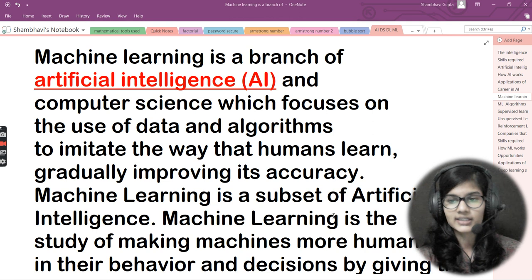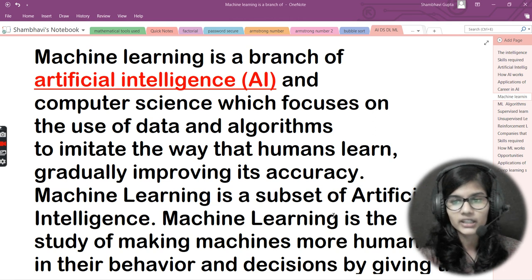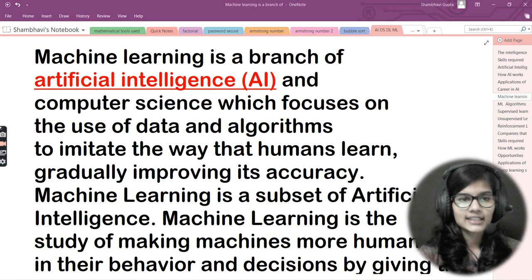We are going to discuss the skills required, how machine learning works, what are the opportunities, what are the applications, and what are the companies that use ML. Right, these are all the topics for the discussion today. So let's get started here.